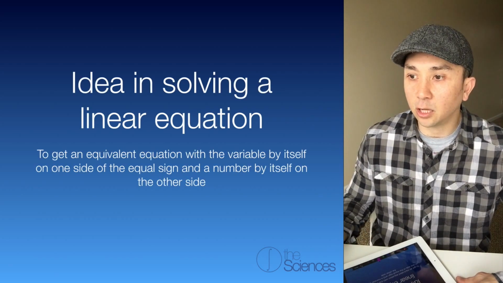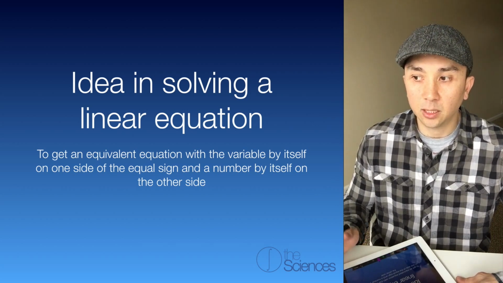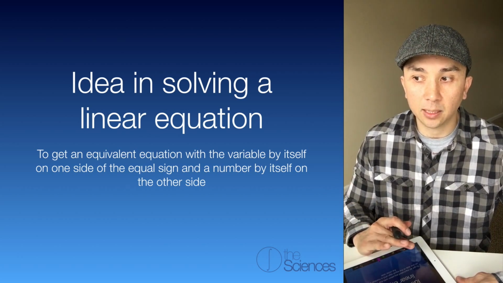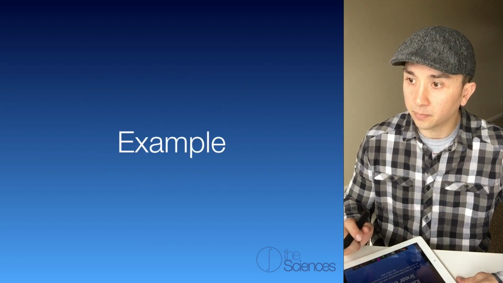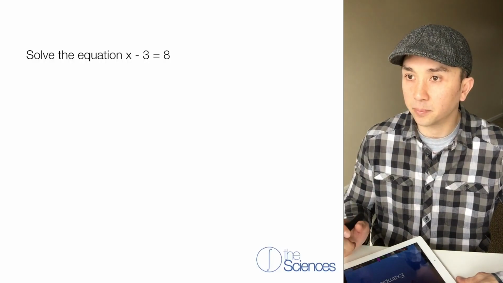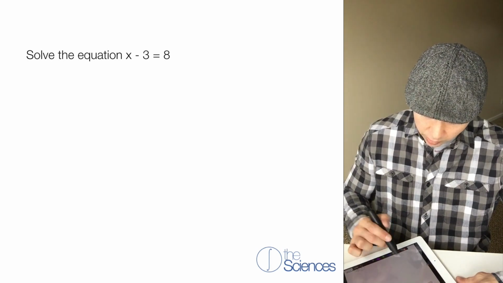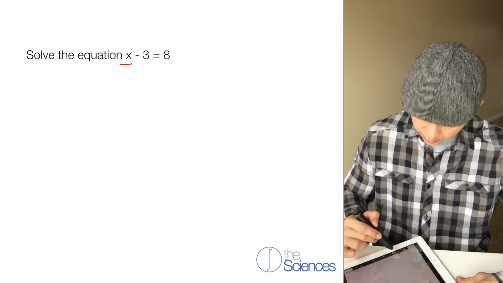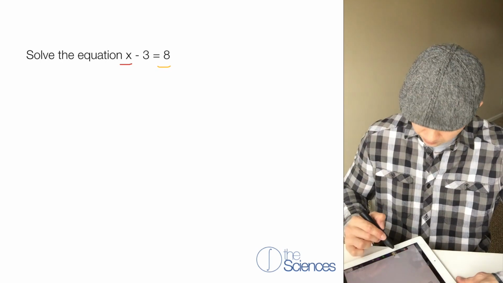The idea in solving a linear equation is to get an equivalent equation with the variable by itself on one side of the equal sign and a number by itself on the other. So let's go over an example. Let's solve the equation x minus 3 equals 8. So what we want to do is get the variable x on one side of the equation and get these numbers on the other side of the equation.